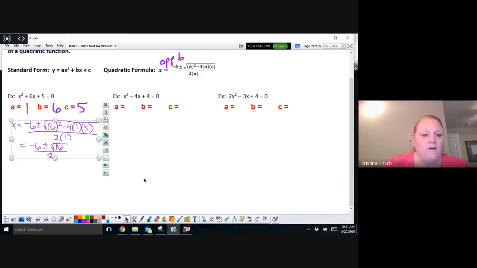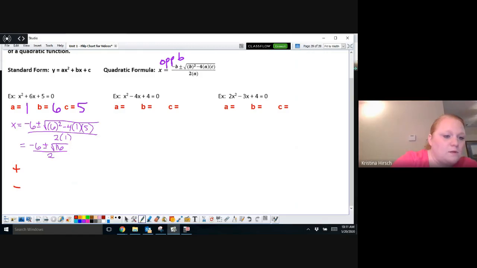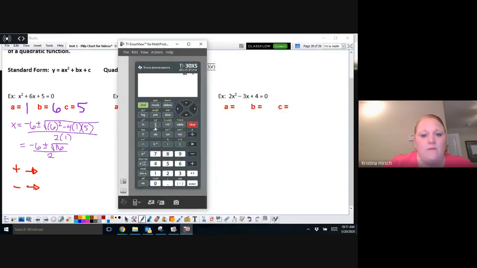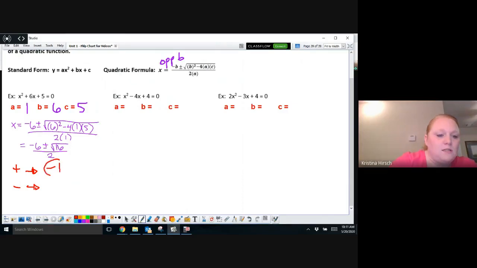So in the calculator, I'm going to do one with a plus and one with a minus. I will put n over d right here, -6 plus the square root of 16, which I know is 4, but it's just one more step to have to do that. I just type it like I have it, over 2. And I got -1. So one of my solutions is -1.